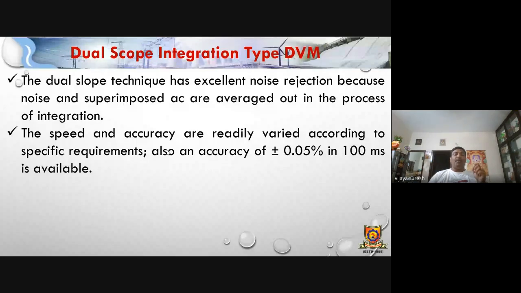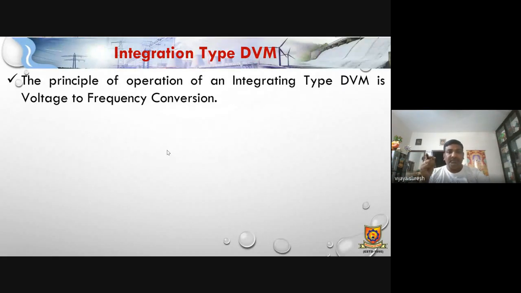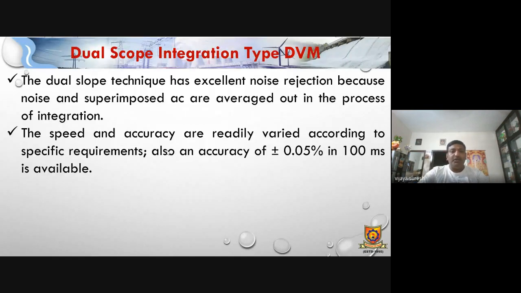Plus or minus 0.05% of error, and we get a reading speed of 100 milliseconds. We will get the reading within 100 milliseconds, as long as you are applying the voltage, you are going to get the voltage. Even 100 milliseconds, we cannot observe clearly. And that is about the dual slope integrating type digital voltmeter.